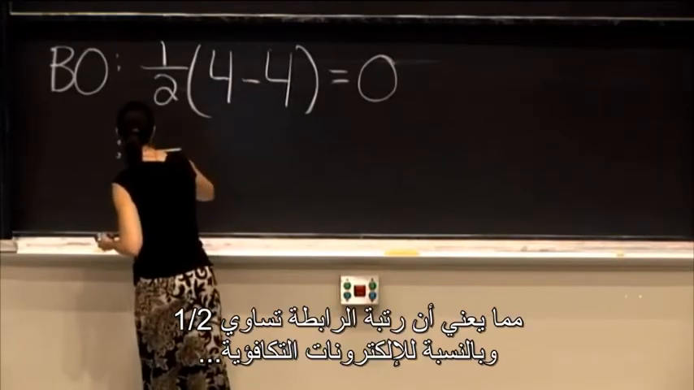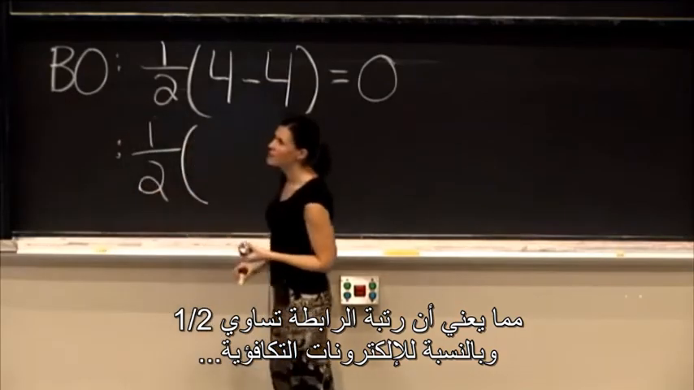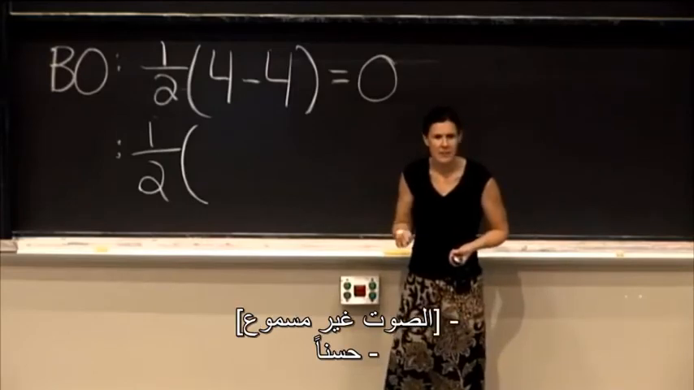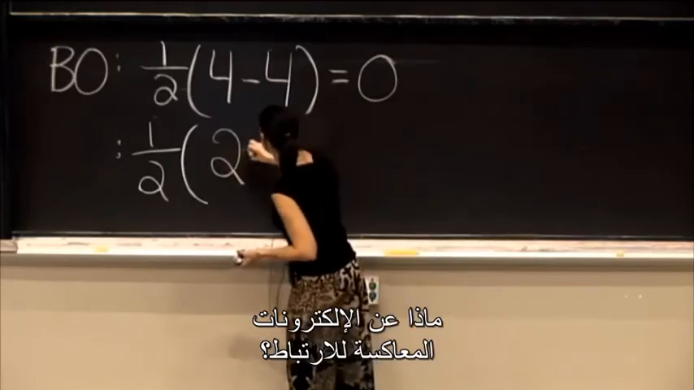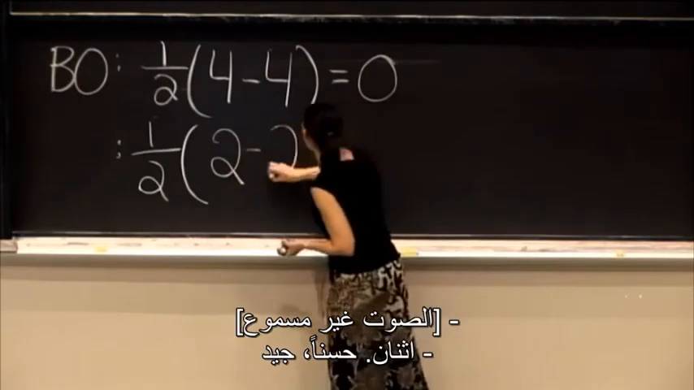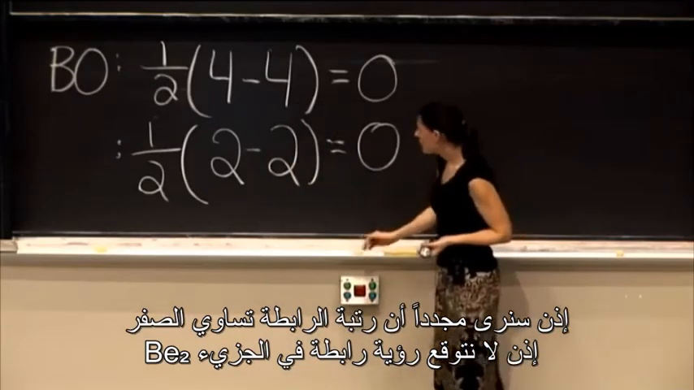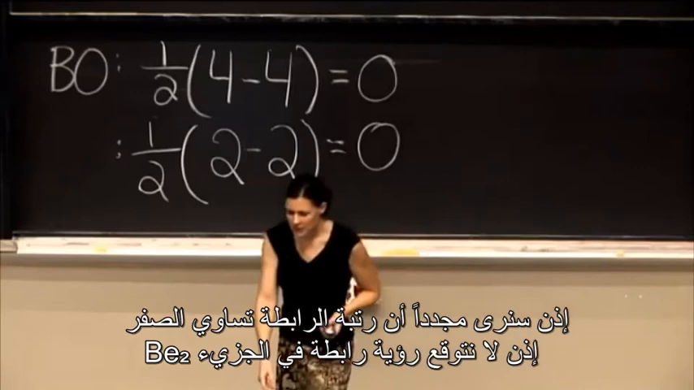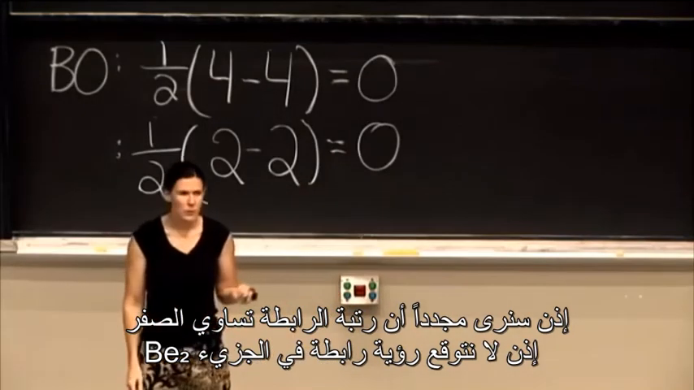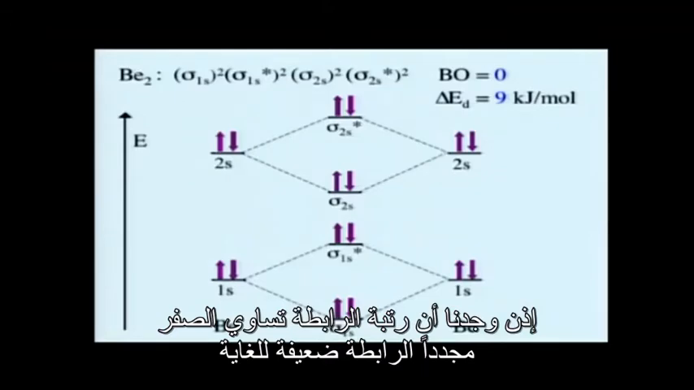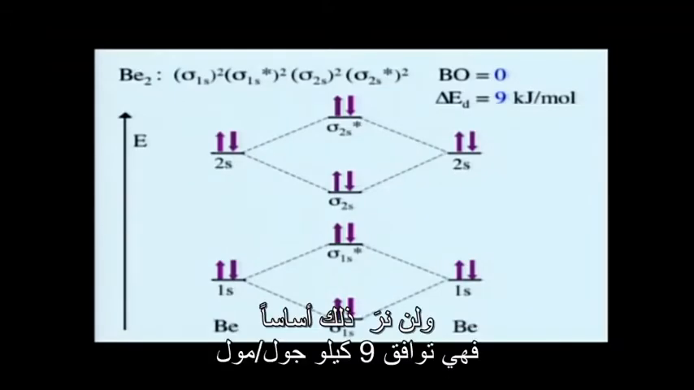So the bond order is equal to 1/2. And in terms of valence electrons, how many bonding valence electrons do we have? All right, what about antibonding? 2, okay, good. So again, we're going to see that we have a bond order of 0. So we would not predict to see a Be2 bond. And again, the bond is very, very weak. Essentially, we're not going to see this. It's 9 kilojoules per mole.